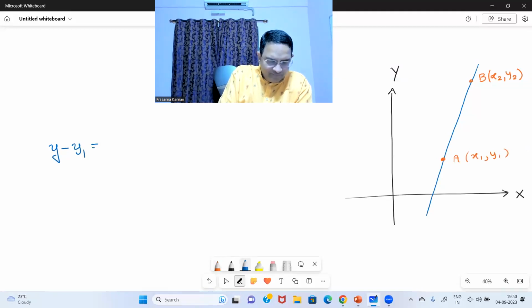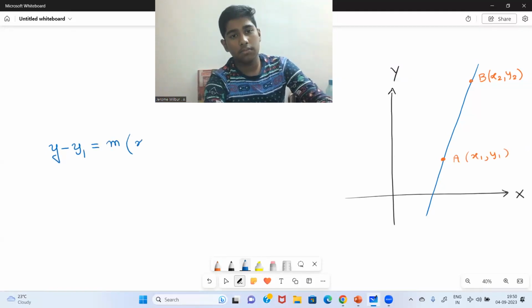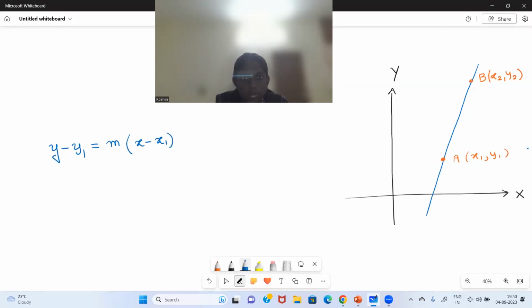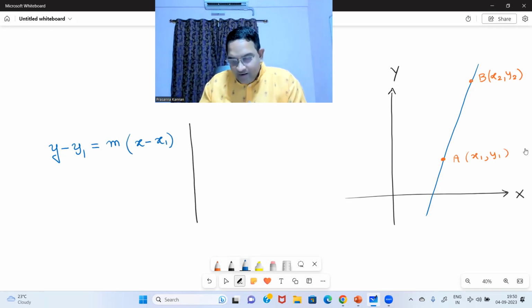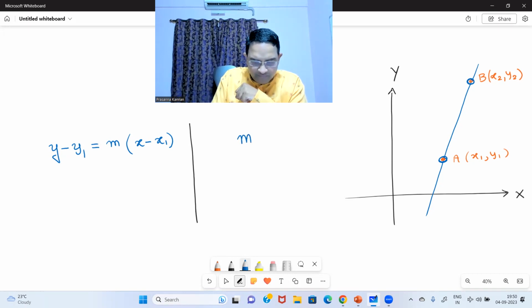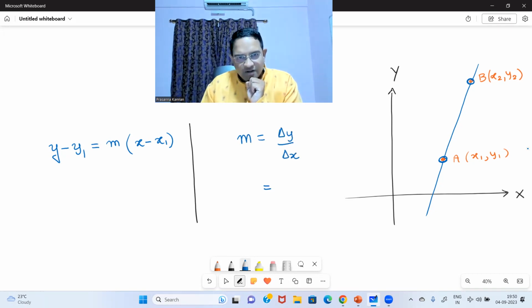Y minus y1 is equal to m into x minus x1. Exactly. Now, keep this in mind. Tell me one thing. Can I find the slope if I'm given 2 points on the line? What is slope given by? Isn't it change in y by change in x? What is your change in y in this case?